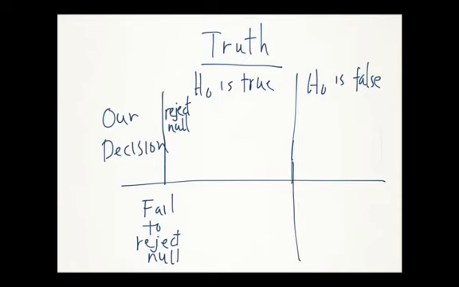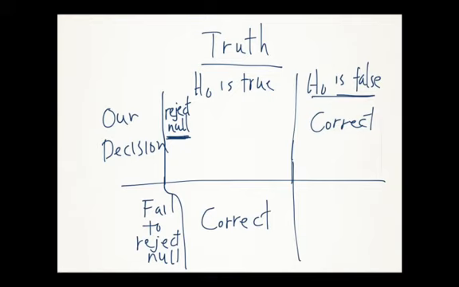Okay, so we have this 2 by 2 kind of table. Let's look at what's going on here. So suppose here's our decision to reject the null, and the null is false. Well, that's a correct decision, right? If the null is false and we reject it, then that's a correct decision. Similarly, if the null is true and we fail to reject it, that's a correct decision as well. These are the two spots we want to be. If the null is false, we want to reject it. If the null is true, we want to fail to reject it.